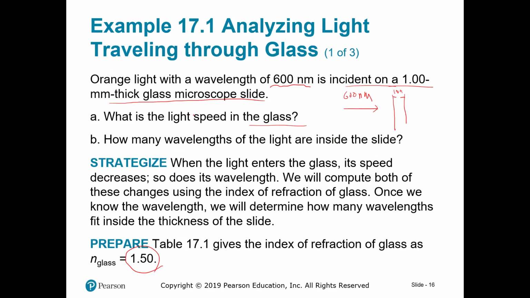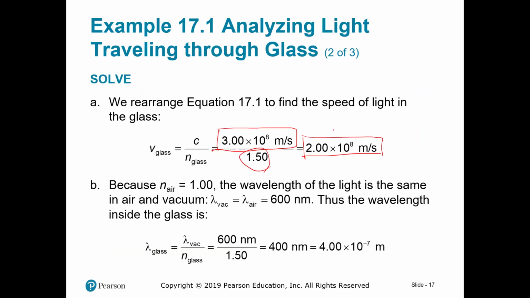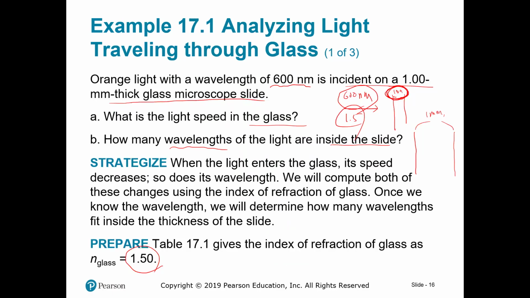The second question is how many wavelengths of the light are inside the slide? Basically we want to zoom in on this glass. This is 1 millimeter of glass. So the next question is what is the wavelength of this orange light in the glass? It will decrease by a factor of n, so the new wavelength is 400 nanometers.